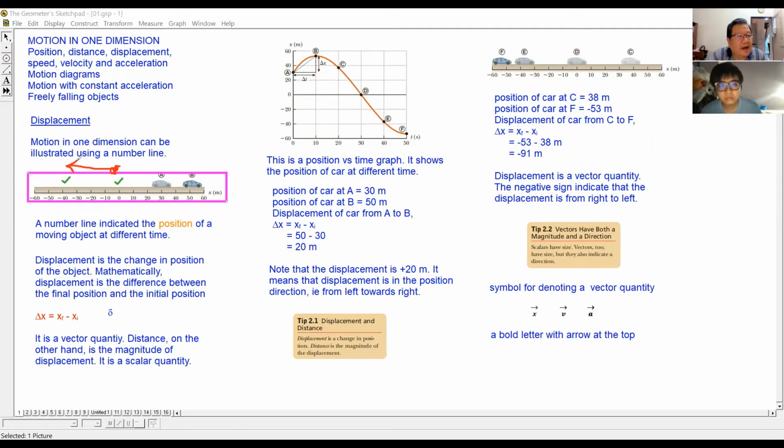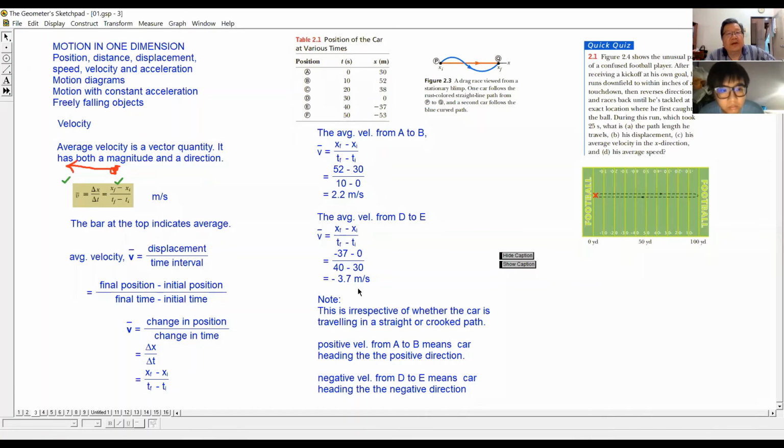So it means that the car is traveling from right to left. It is shown by the negative velocity, by this negative number here. Positive means moving towards the right. Negative means moving towards the left. That's why we have this different sign for the velocity. Okay? Okay or not? Yep.